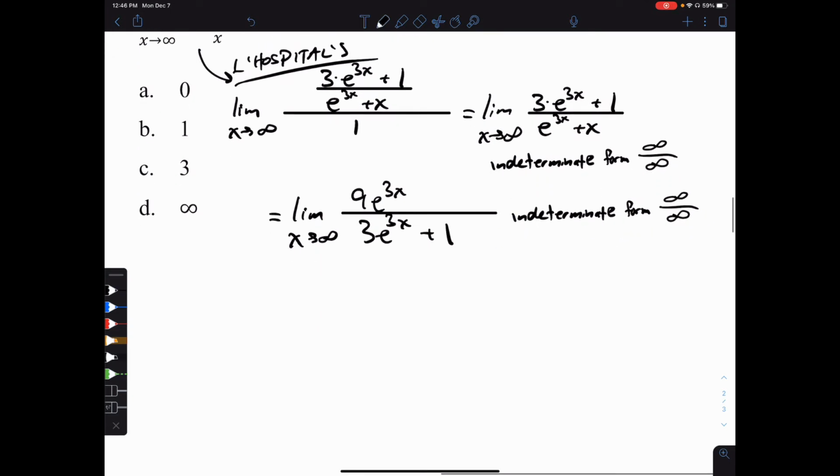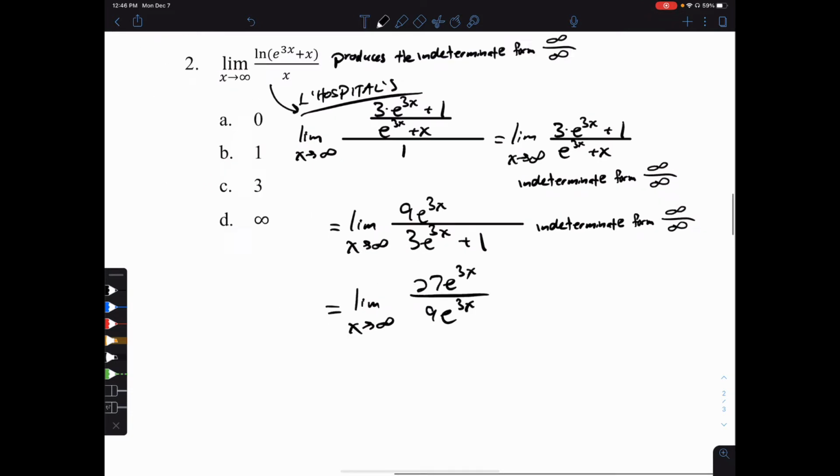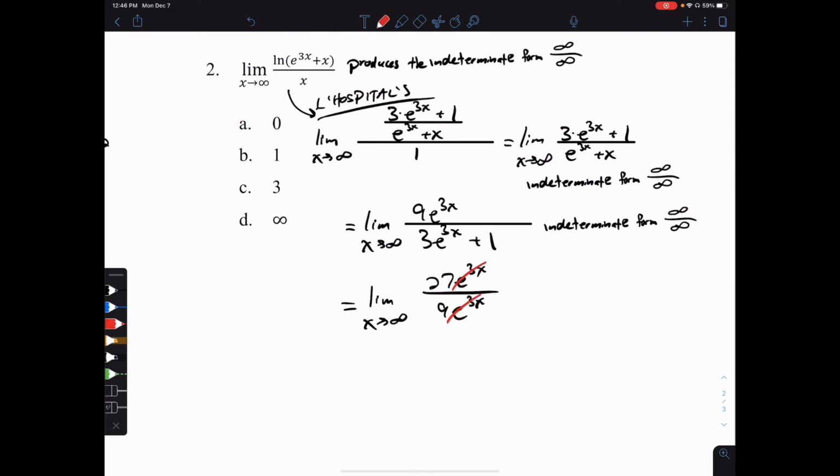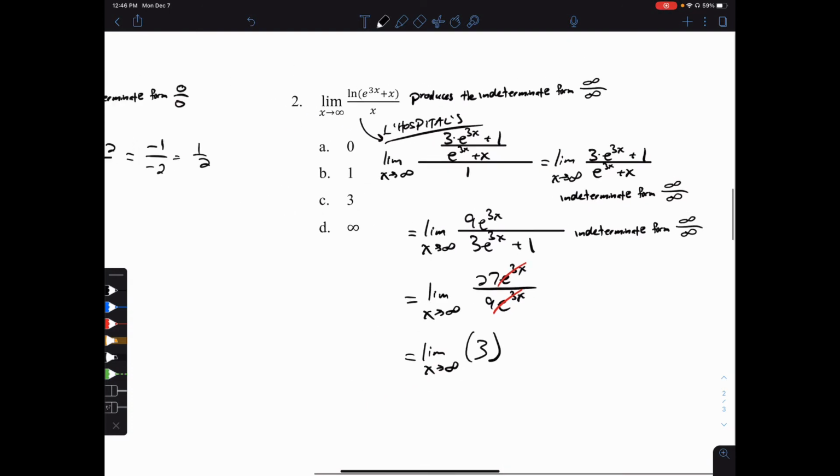Let's use L'Hopital's rule again. So it's going to be 27e to the 3x over 9e to the 3x. The e to the 3x cancel. So now we're finding the limit as x approaches infinity of 27 over 9 reduces to 3, and this is going to be 3, which is option C.